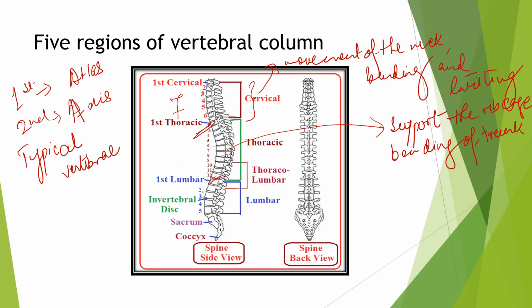Now after this region we are getting the lumbar. The next 5 are the lumbar vertebrae. These lumbar vertebrae are also allowing the bending of the lower part of the trunk. Same thing, they are also allowing the bending of the trunk.